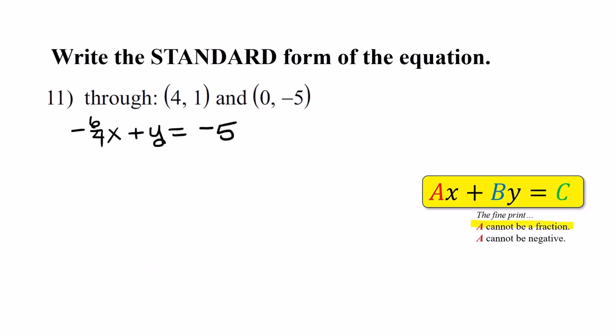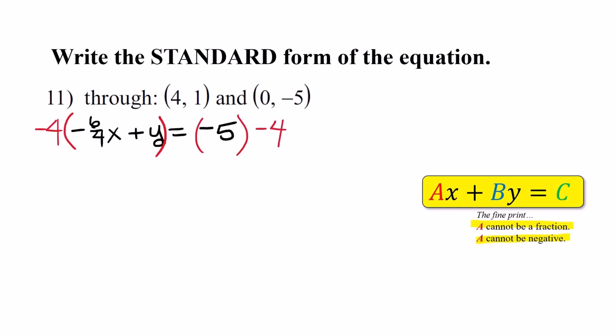Look at our fine print. Well, that negative 6/4 violates both of the fine print things because it can't be a fraction and it can't be negative. So if we think about this, we can be kind of clever and multiply both sides times something to clear the fraction and clear the negative at the same time. And that would be if we multiplied by negative 4 on both sides.